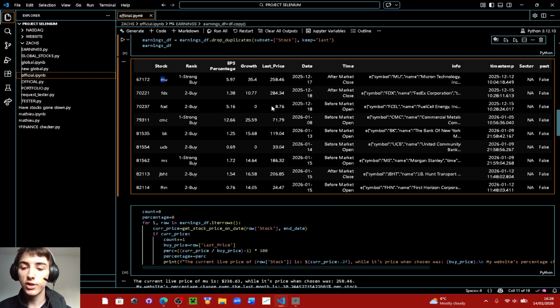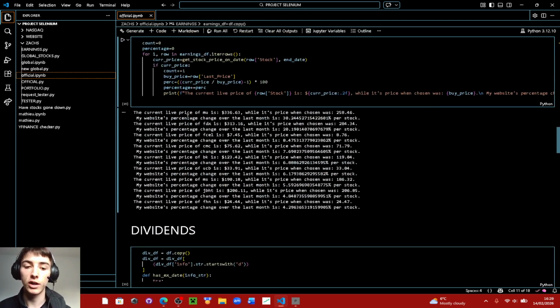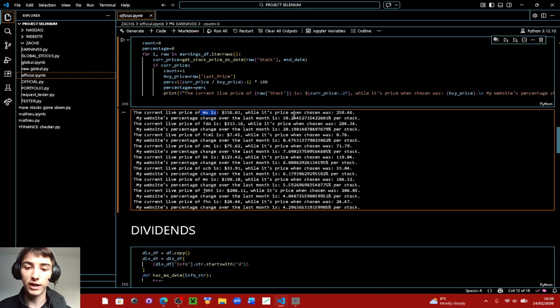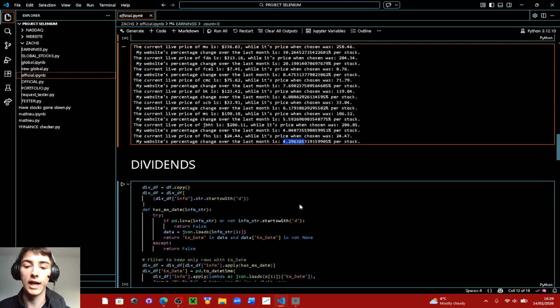So small sample size here for this month, but when you run it, Micron just went crazy, 30% in a month, averaging 4% per stock. Again, really good. The S&P, because this was 1 month before, actually had a good return of like 2%, but still doubling the S&P's return there, pretty good.